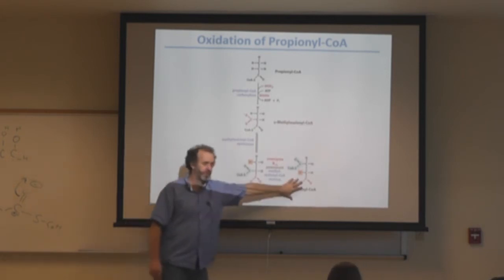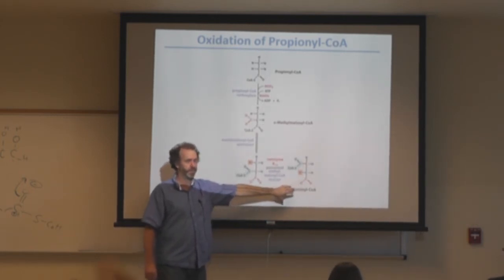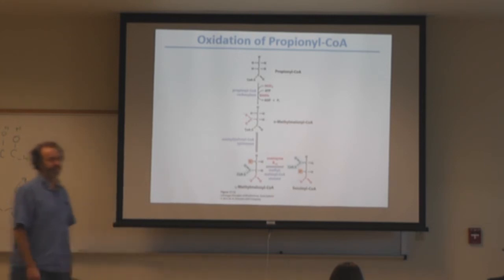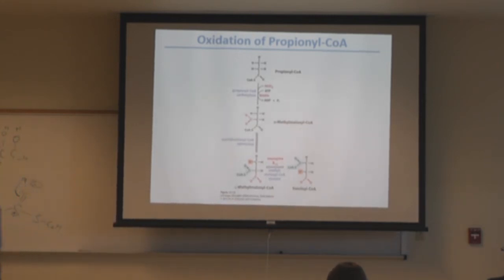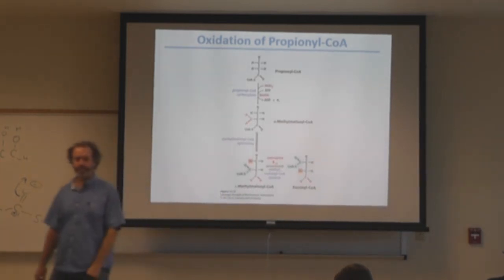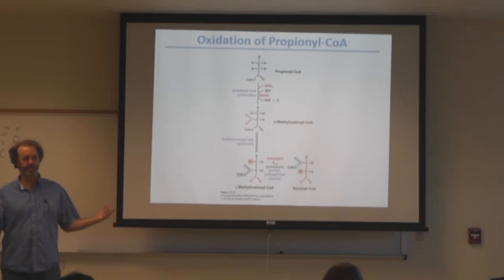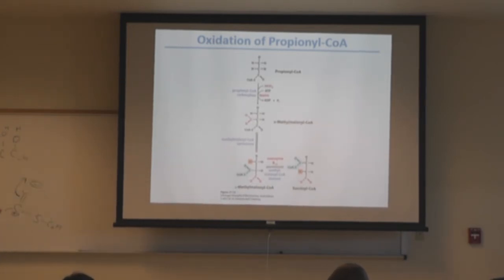And then succinyl-CoA, does anybody remember what we do with that? It's a block of the citric acid cycle. Yeah, so it goes on and does substrate level phosphorylation to form a nucleotide triphosphate in that part of the citric acid cycle, and then it'll continue like normal through the citric acid cycle.